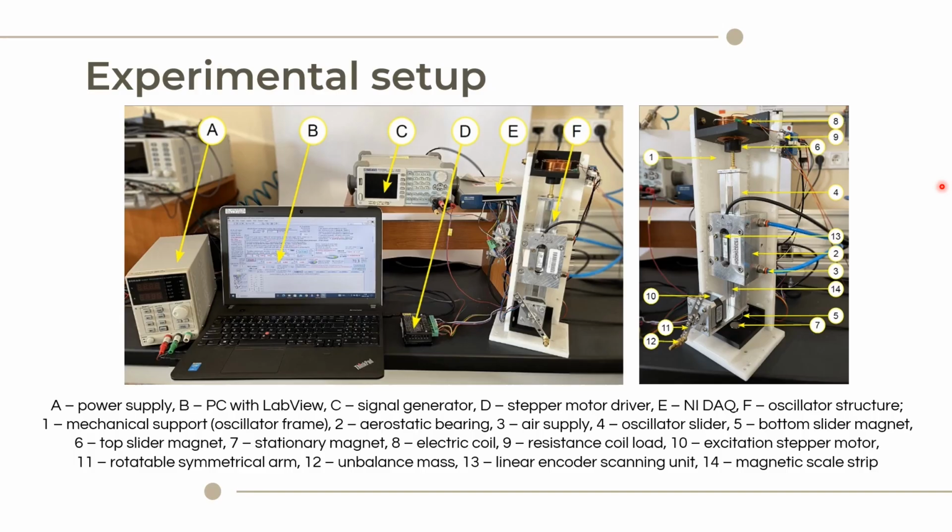the upper magnet, number 6, interacting with the electric coil 8, and the magnets creating the magnetic spring at the bottom, 5 and 7. Additionally, the stepper motor, number 10, with a fixed arm with the unbalanced mass located at the appropriate radius.